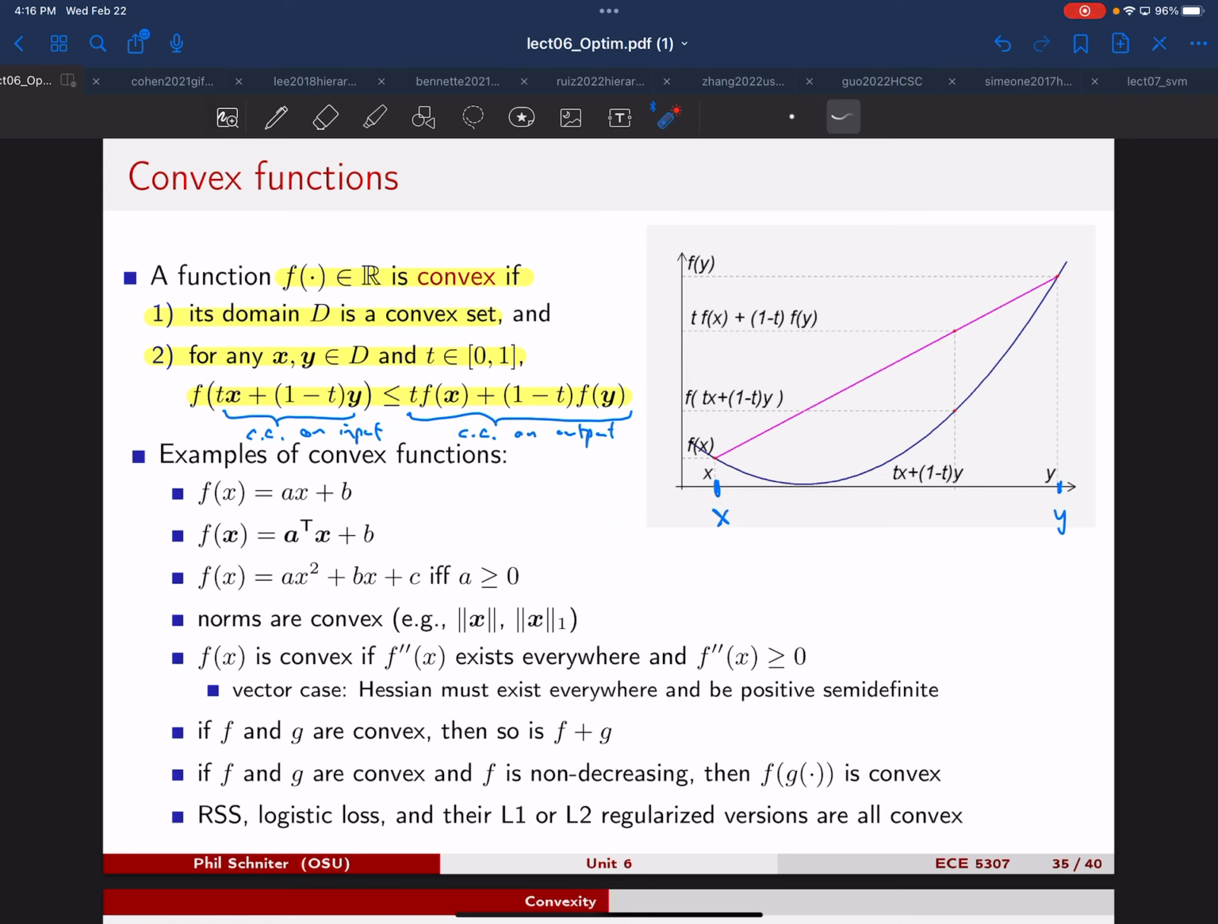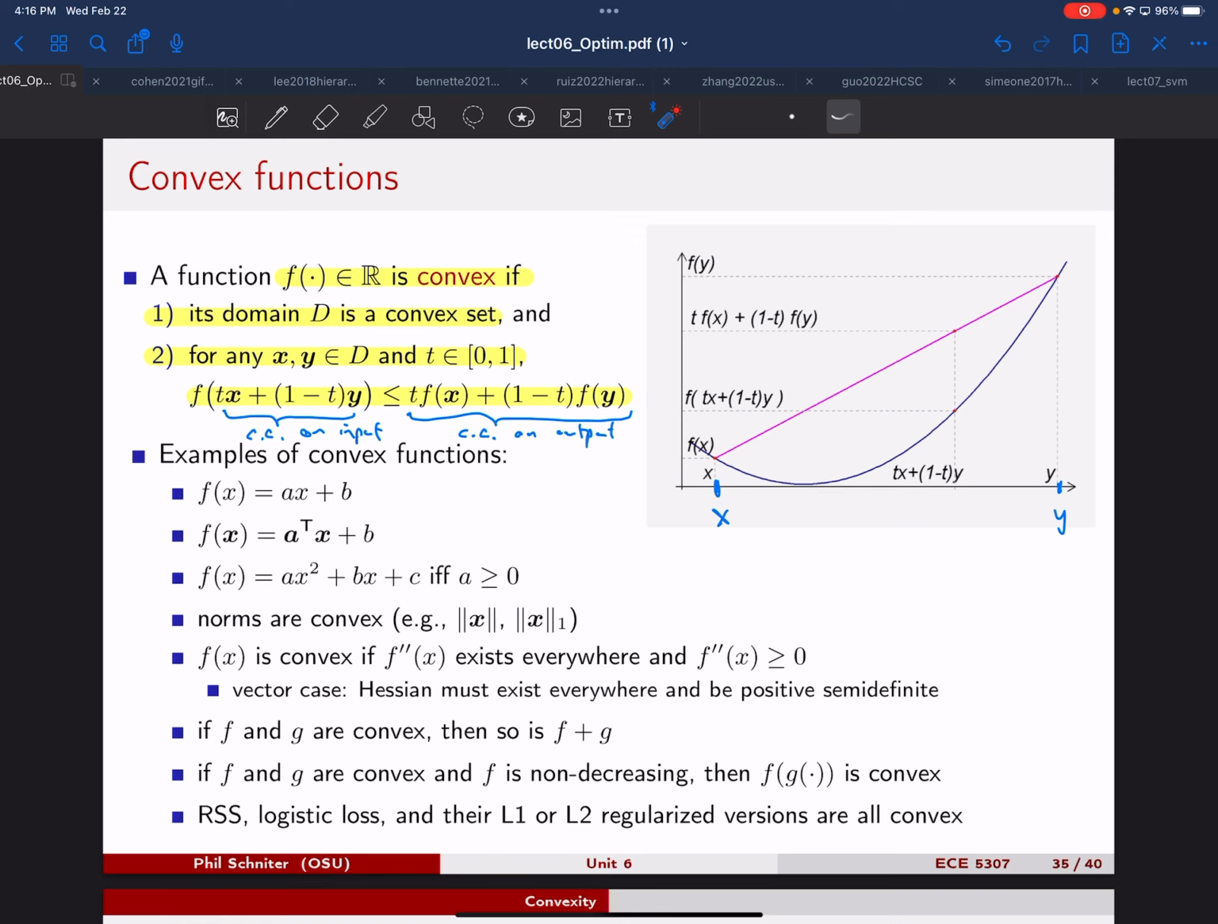Concave is sort of if the negative of the function is convex. All right, so norms are always going to be convex, whether we're talking about the 2 norm or the 1 norm or any kind of norm.